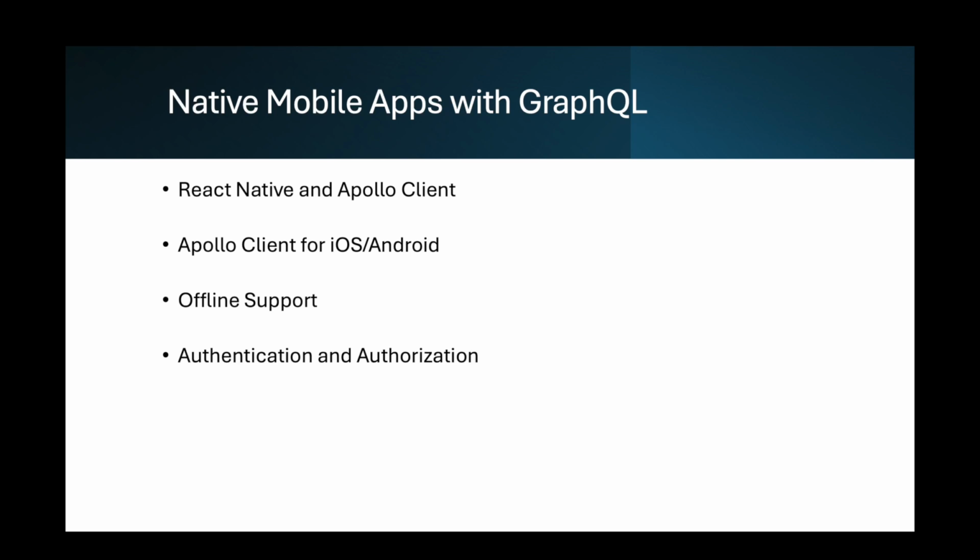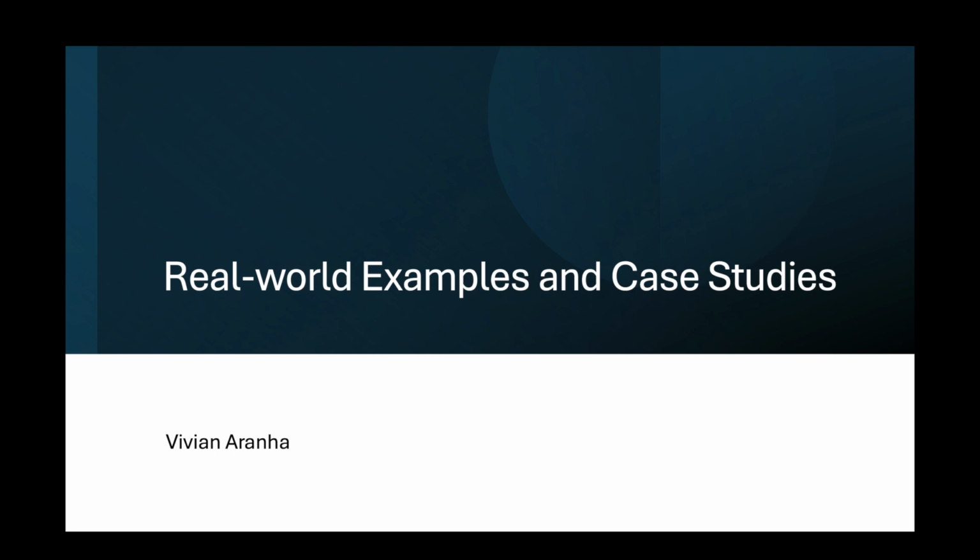Authentication and authorization. You can implement authentication and authorization mechanisms with GraphQL APIs in mobile apps to secure access to sensitive data and resources. By integrating these GraphQL APIs with front-end technologies such as React, Vue.js, Angular, and native mobile frameworks, developers can build modern, interactive, and responsive applications that leverage the power and flexibility of GraphQL for data fetching and management. If you have any questions on these, just let me know in the comments and I'll get back to you. Next, let's look at real world examples and case studies.